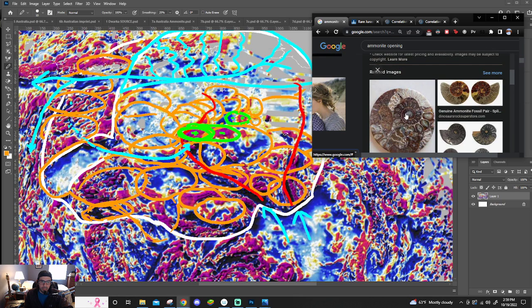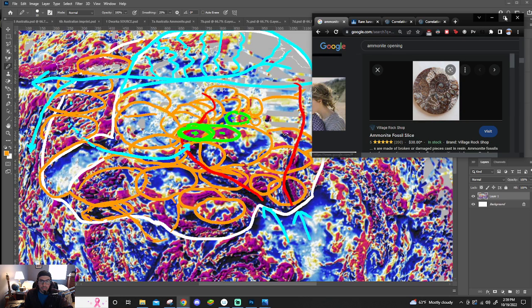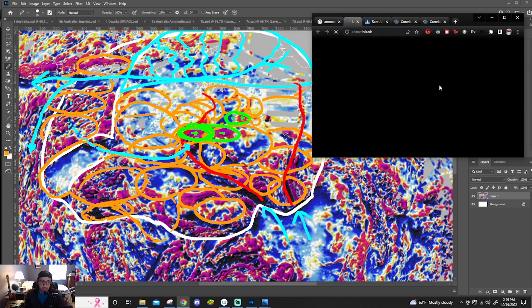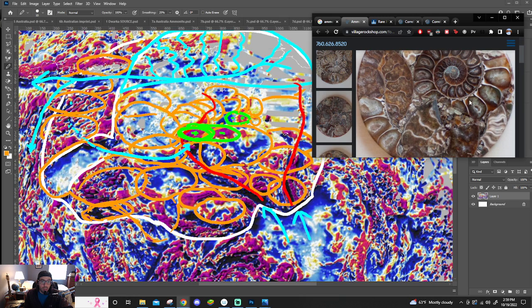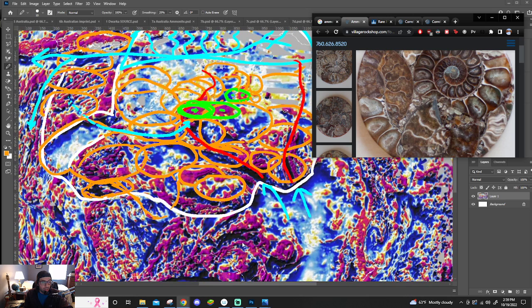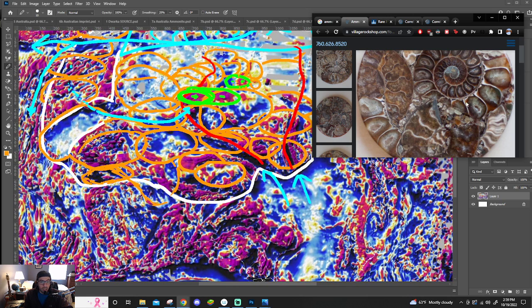Sad face. That one might be really revealing. Whoa. Look at the polygons. Oh, and they even have like an eye there. This one is Australia. What the fuck?